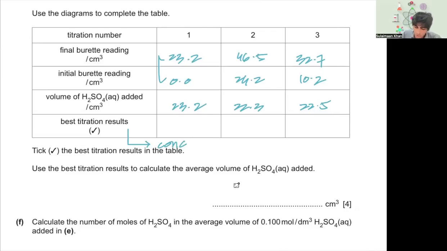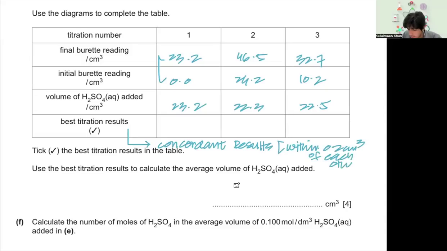Concordant results are the best results. The results which are within 0.2 cm cube of each other. Normally speaking, even if they are not within 0.2 cm cube of each other in your question, do you have to know this concordant? Yes.